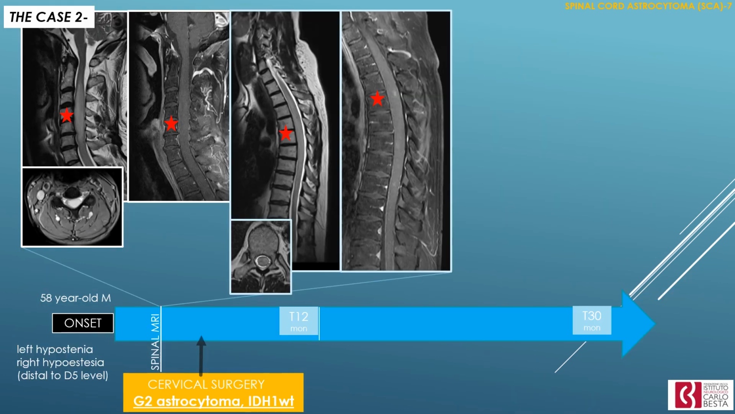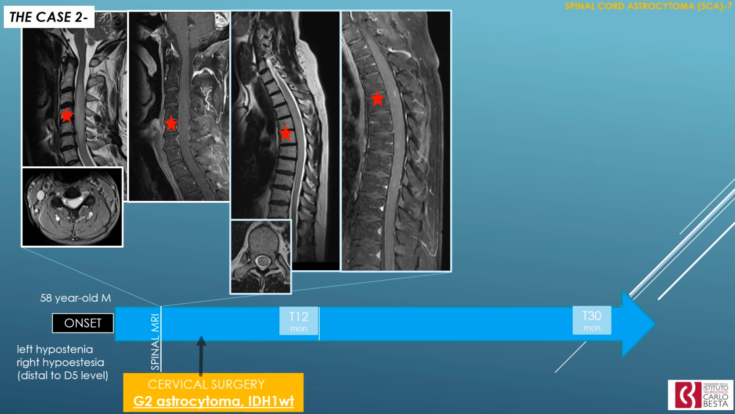This is the case of a 58-year-old male complaining of left hyposthenia and right hypoesthesia with G5 level. He underwent 2 spinal MRIs that showed an intramedullary lesion at C3, C5 levels with hyperintensity dual signal and mild contrast enhancement.